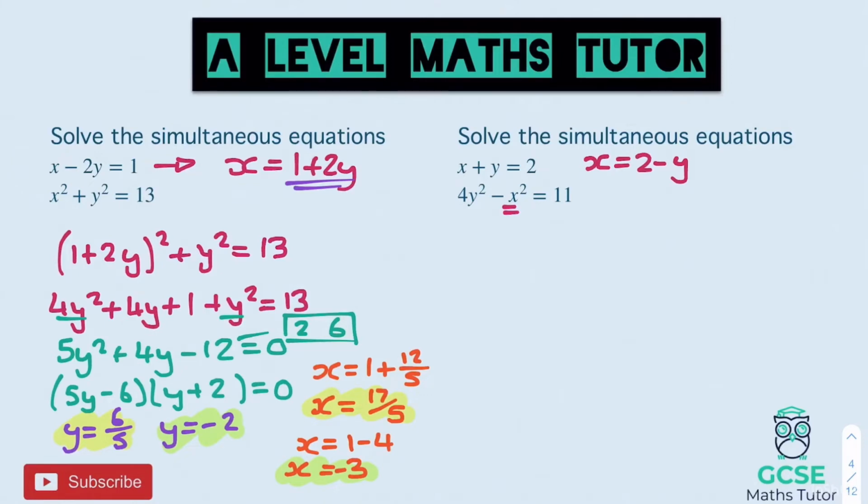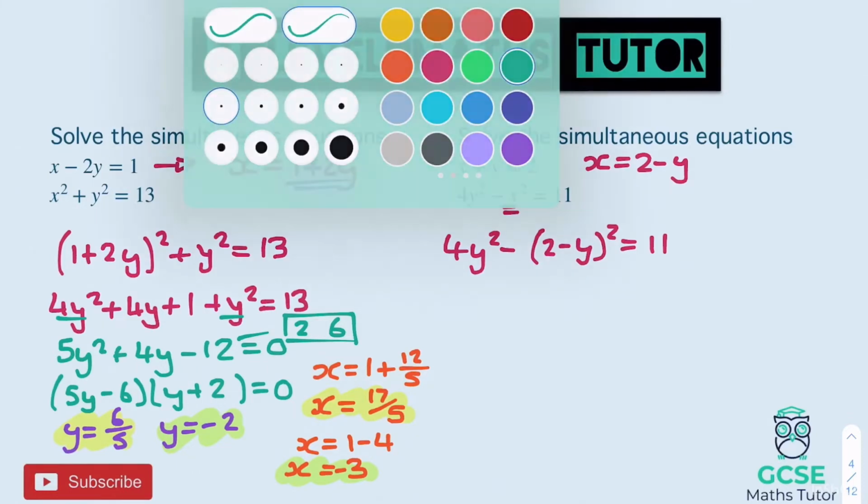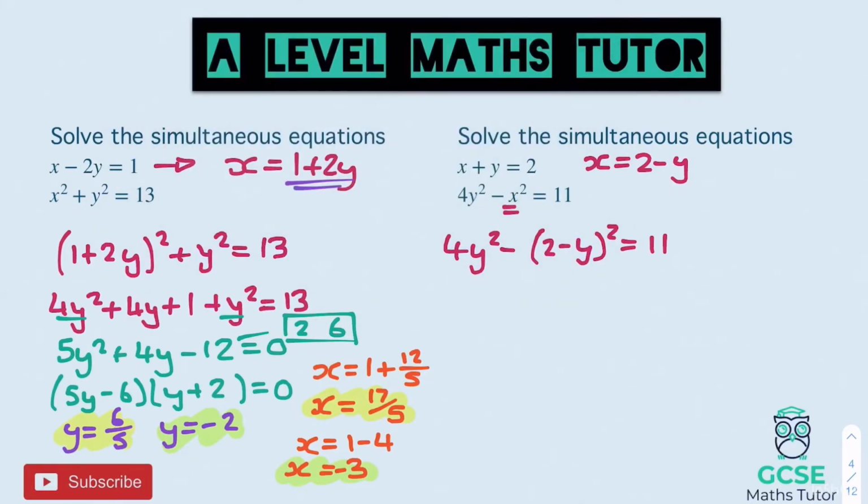So if I sub that in, we get 4y squared, and we're going to take away this x squared, and x is 2 minus y, so take away 2 minus y squared, and that equals 11. Right, so if I work out 2 minus y squared to start with, and I am going to do this separately this time because that takeaway there, negative y times negative y gives us y squared. We have two lots of negative 2y, so negative 4y, and then we have plus 4.